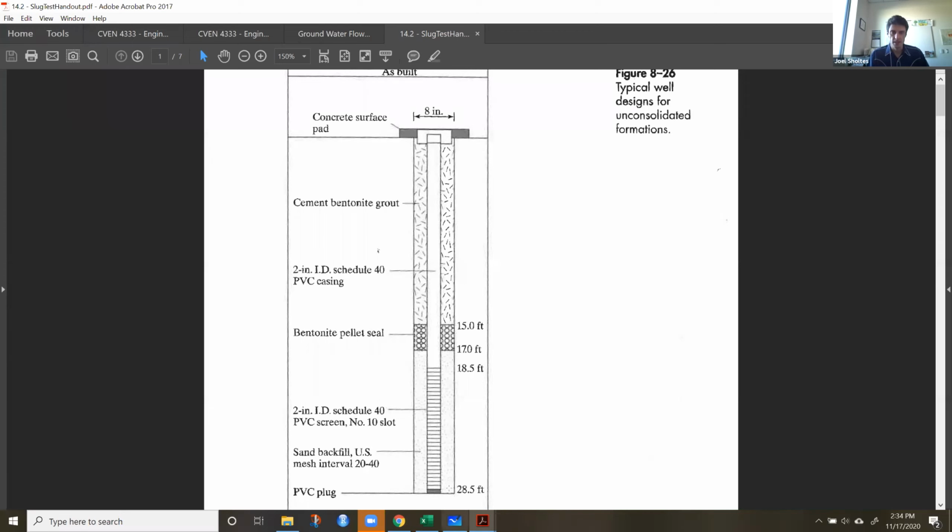That pipe is put in the ground with the screen. It's got a cap on the bottom, a plug, right? Usually you want to put fill in around the screen, and that's going to be sand, because sand has a high hydraulic conductivity. And then there's a seal of bentonite. Bentonite is a clay material, you're probably familiar with it. That bentonite is poured down above the well screen.